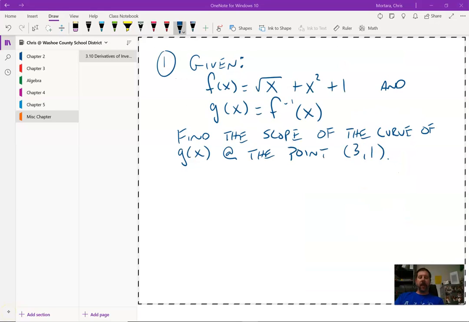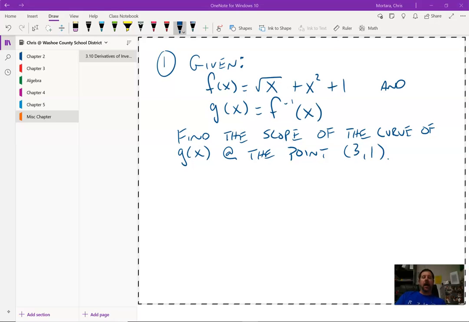Okay, so here's our problem. Given f of x equals the square root of x plus x squared plus 1, and that g of x equals the inverse of f, we want to find the slope of the curve, or I guess you could say the derivative, of g of x at the point (3, 1). Your first intuition might be, let me just go find the inverse of f, flop x's and y's and get y by itself, and then take the derivative. That is true, however, in this function, if you switch x's and y's, good luck trying to get y by itself. That is going to be a very difficult task if it's possible at all. So that's not what we want to do, but I do like the idea.